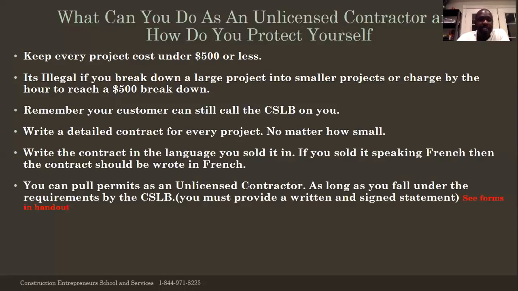You can pull permits as an unlicensed contractor as long as you fall under requirements by the CSLB. You must provide a written and signed statement to the city that you're trying to apply for the permits with. Okay, but you can pull permits as an unlicensed contractor. A lot of unlicensed contractors don't realize this, so they have the homeowners go up there and deal with the city and pull the permits and everything, but they actually can pull the permits as long as they fall under the guidelines of keeping a project under 500.